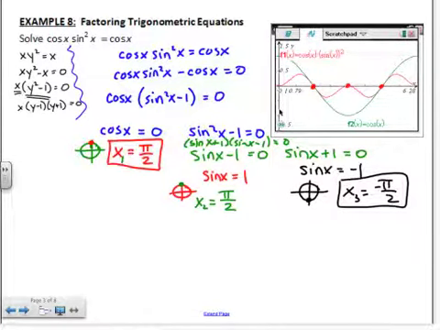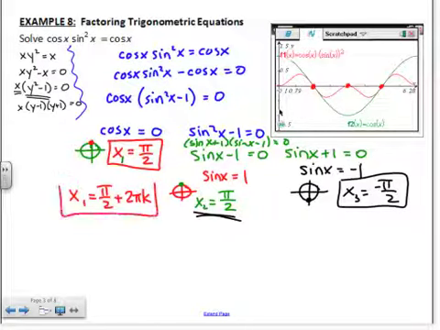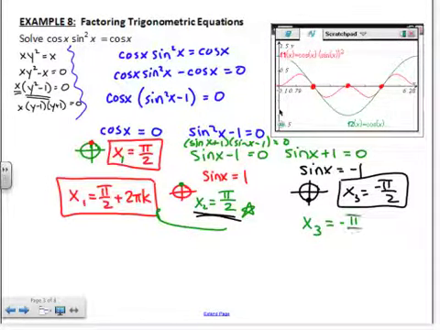Now here's our problem. This one's in there twice. But we're not asking you for only the ones in an interval. We're asking you for a lot of different ones. So we should have really answered x1 equals pi over 2 plus 2 pi k. That's the answer we really want. This one right here, we already have it, so we're not going to use this one anymore. And this one we have x3, which is negative pi over 2 plus 2 pi k.